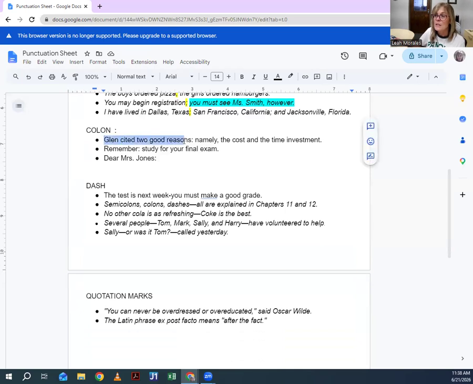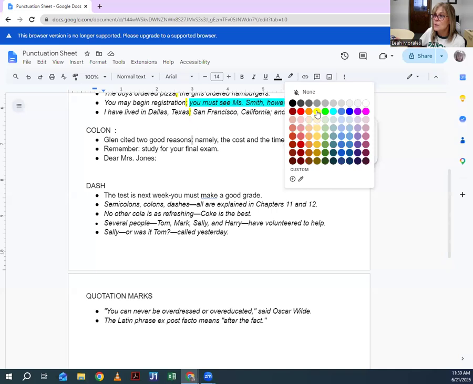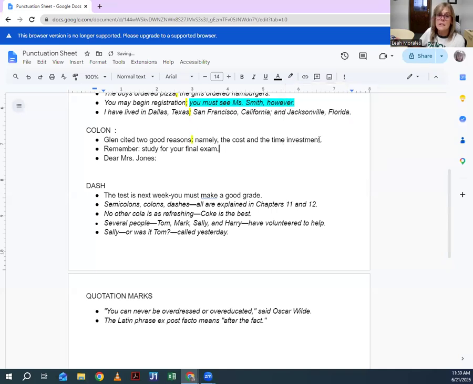Glenn cited 2 good reasons. Colon, that means we're just about to get right into the list, and you see that we do. Namely, the cost and the time investment. Those are the 2 good reasons that he listed, okay? So that's when you use a colon in that situation. Okay, you can also use them to emphasize an important rule or principle. Remember, study for your final exam. You can put a colon there to show that this is emphasizing an important rule.